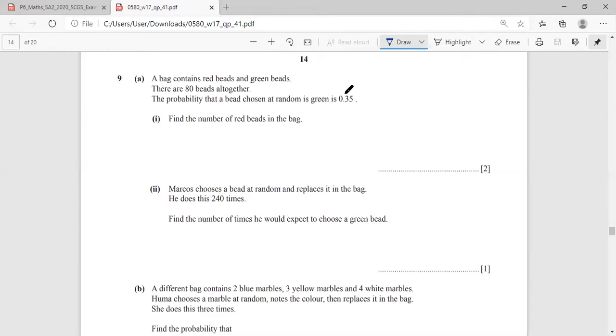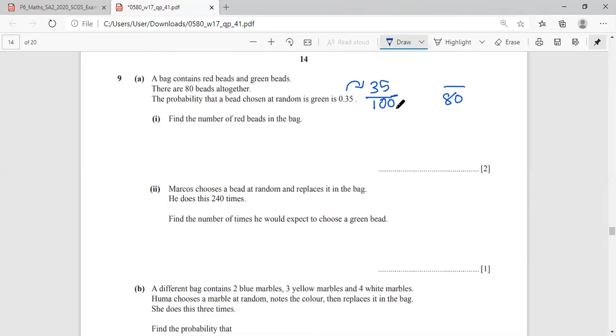0.35. Let's convert it to a fraction, which is 35 over 100. So when you convert to a fraction, you can see that in total 100 bits, you have 35 green bits. That means among the 100 bits, you have 35 green bits. But now in our question, we only have 80 bits. If I have 80 bits, what is my green bits?